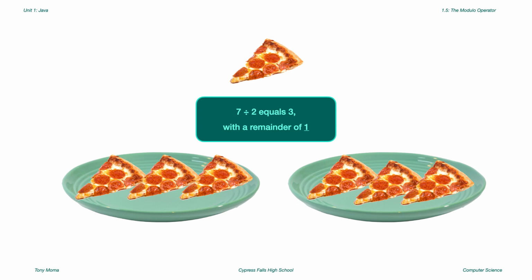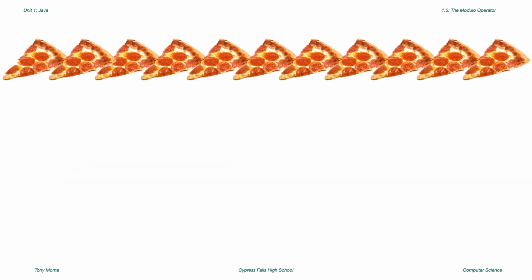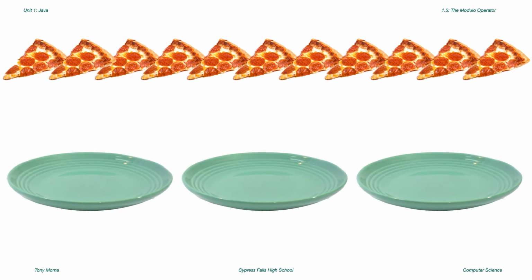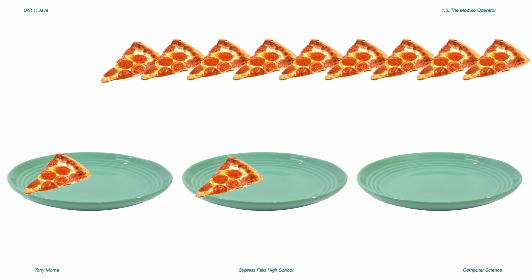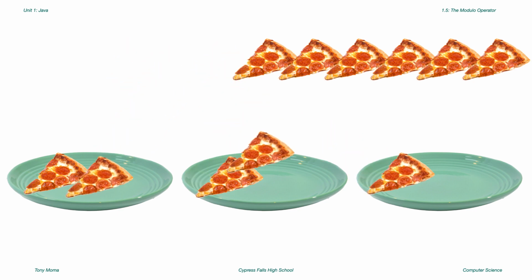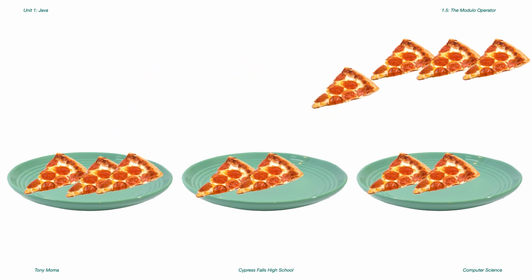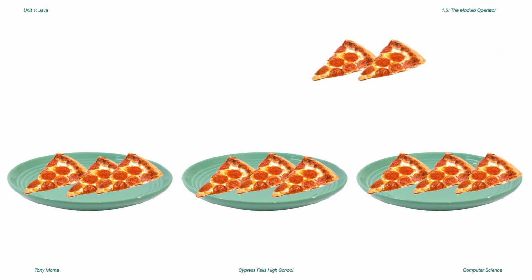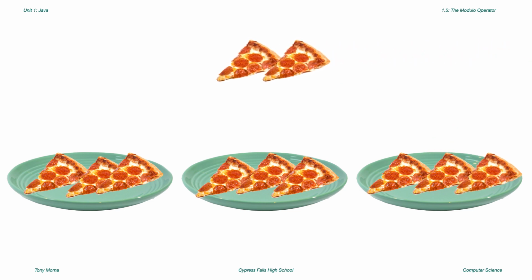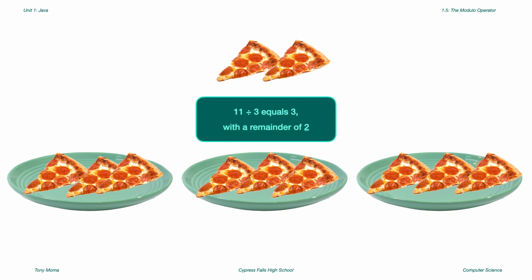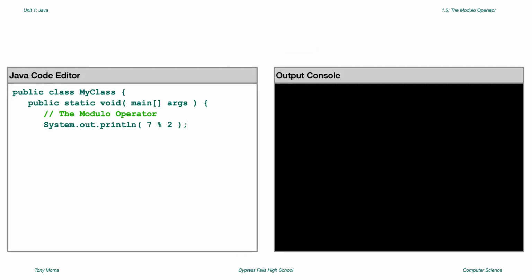of 1. Now, suppose I have 11 pizzas that I want to divide evenly by 3 people. The most pieces that I could give to each person would be 3 slices. And after doing that, I would be left with 2 remaining. If I were to express the situation mathematically, I would state that 11 divided by 3 equals 3 with the remainder of 2. Now, what does all of this have to do with the modulo operator?